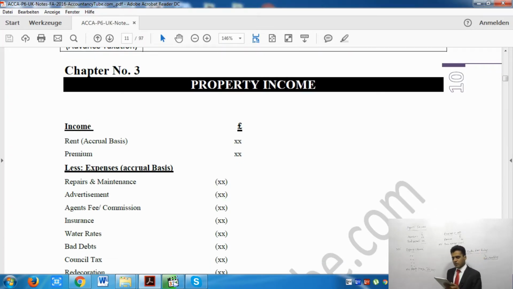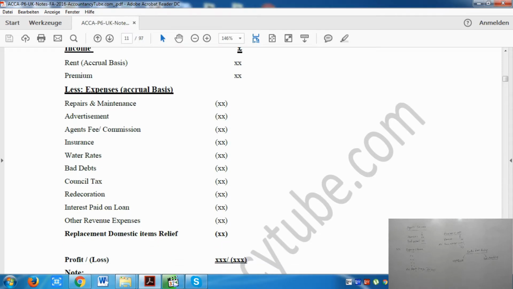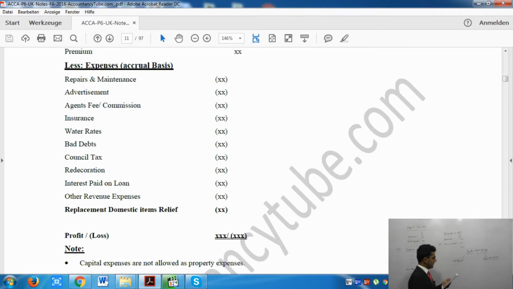Now what we do is, first of all, we take the income, as I mentioned on the board. In the incomes we take rent on the accrual basis, and we also add the premium into it. Now after adding the income, what we deduct is some expenses. Now our expenses are on the accrual basis as well. Now what are them expenses? First of all, we deduct the repair and maintenance. Then we deduct advertisement, agent's fee or commission, insurance expenses, water rates, bad debts, council tax, redecoration, interest paid on loan, and other revenue expenses. Alright?